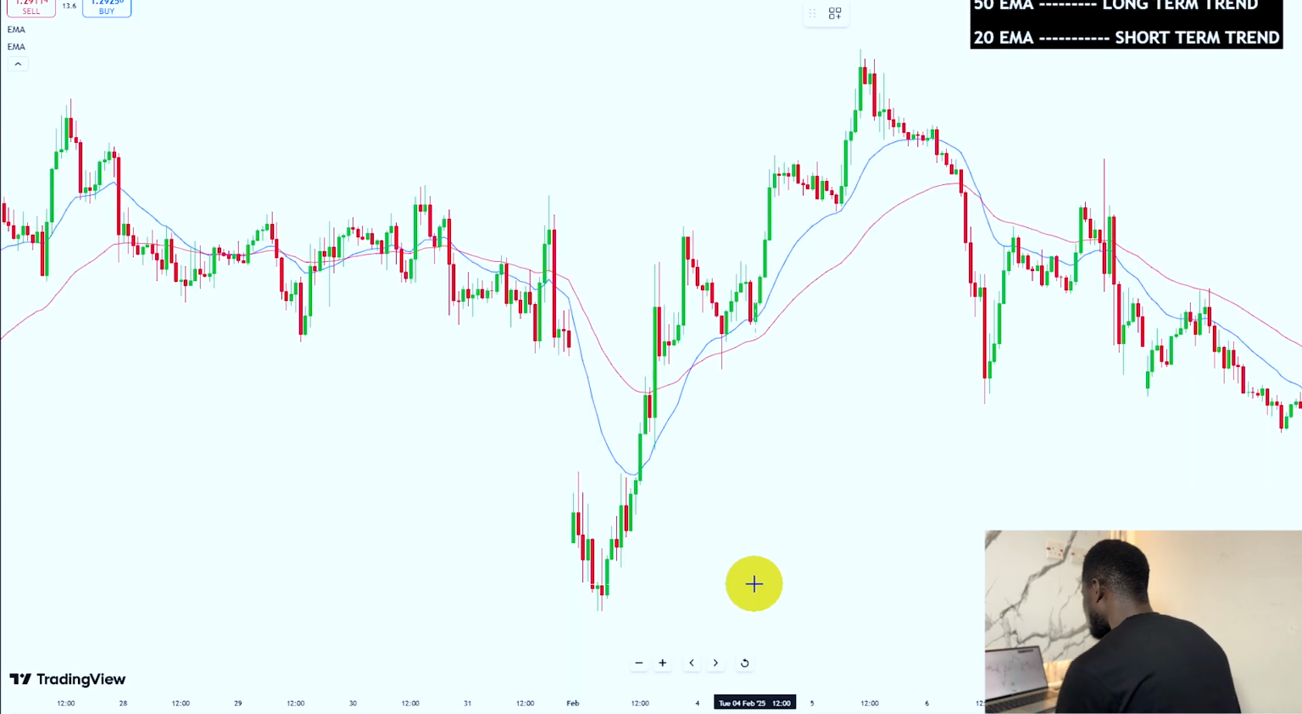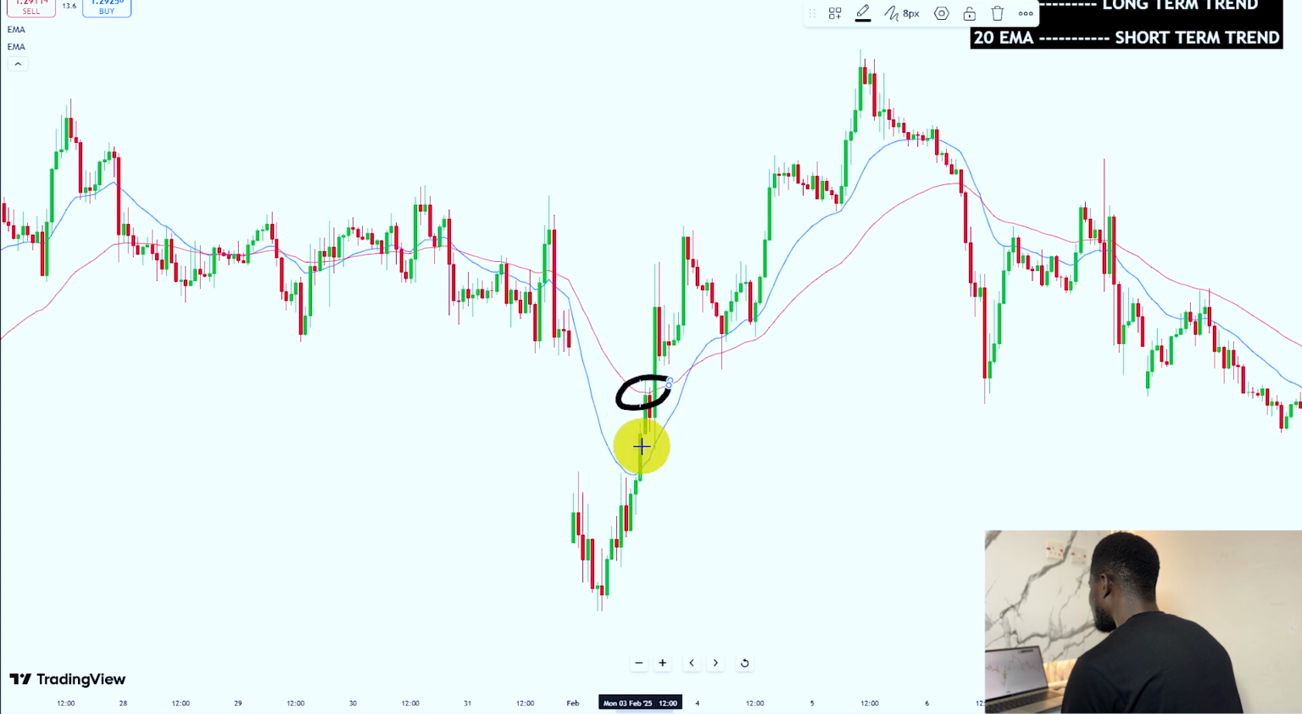How do you apply this indicator-based strategy with other confluences like support and resistance, reversal chart pattern, and wick rejection? The first thing you have to observe is to ensure that the price action is trading above the moving average. Right here we have our 50 moving average, then we have our 20 moving average. You have to ensure that the price action is trading above the moving average.